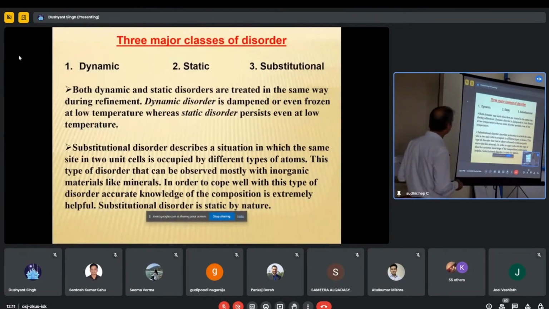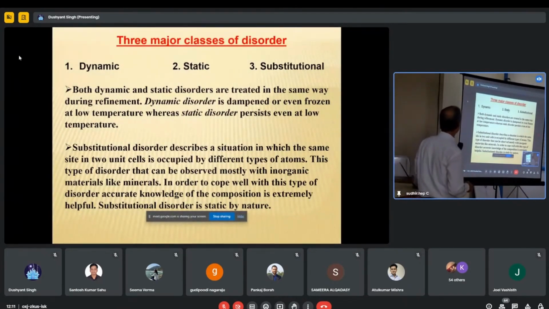Substitutional disorder describes a situation in which the same site in two unit cells is occupied by different types of atoms. Suppose I have a substitution of a phenyl ring where a chlorine is attached to the phenyl ring. Suppose this is the chlorine atom. In one unit cell it is sitting like this, in another unit cell it is like this. So in that case, it is a substitutional disorder. Chlorine is coming with 50% occupancy at the right side and 50% occupancy at the left side. So we call it static disorder or substitutional disorder.